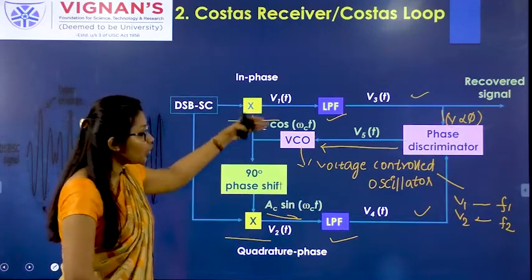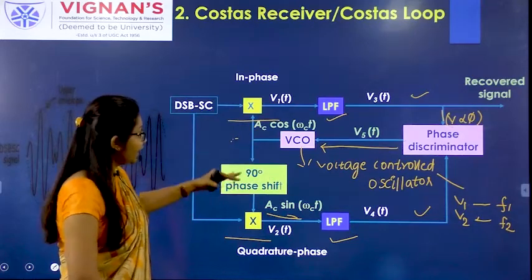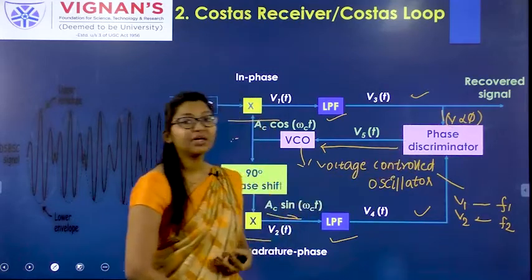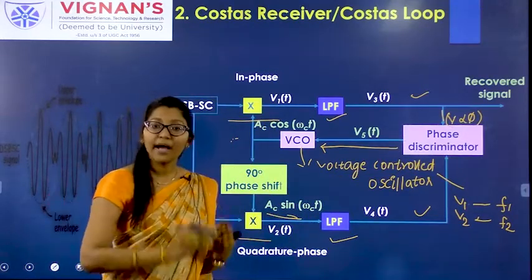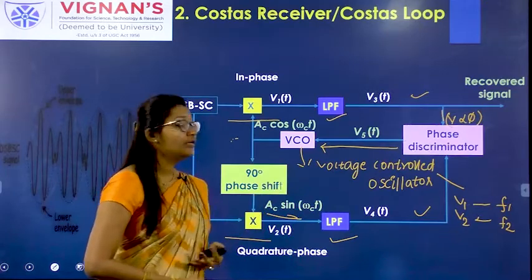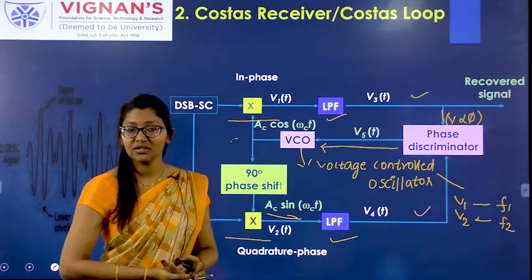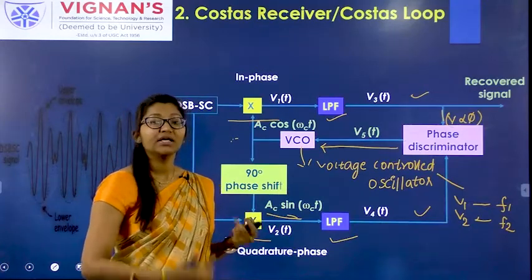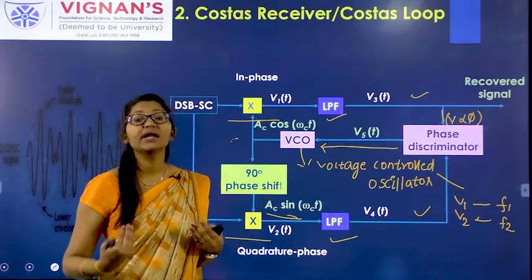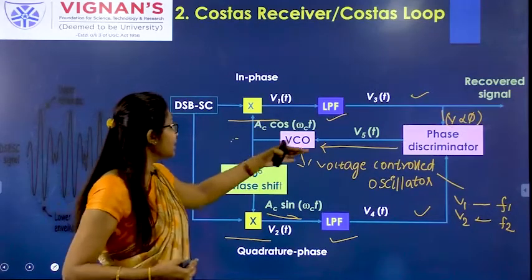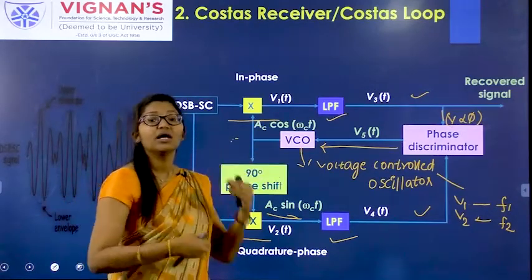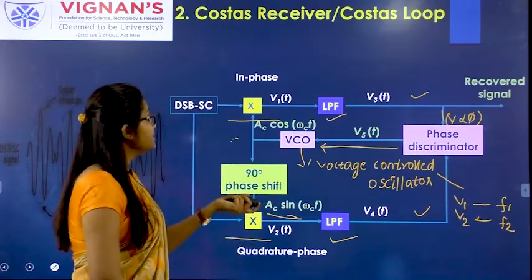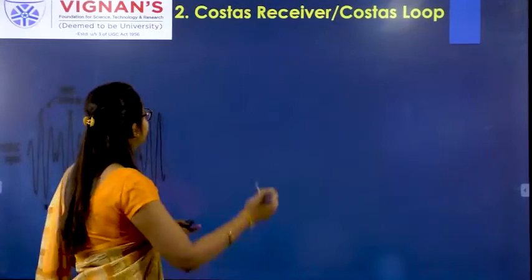What does it contain? Two coherent detectors with 90 degrees phase shift of the carrier, and there is a VCO and a phase discriminator. So as compared to the local oscillator, the VCO will rectify your phase errors, right? If you get a phase error, it will be rectified after a few shifts because it is connected as a feedback, so the phase will be nullified. Okay, we will see the mathematical expression.